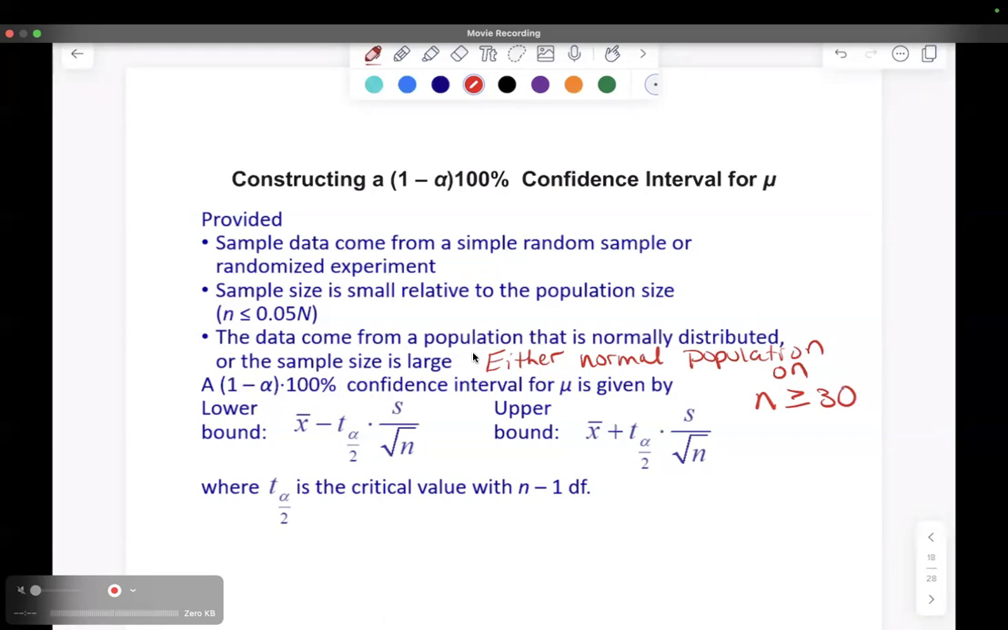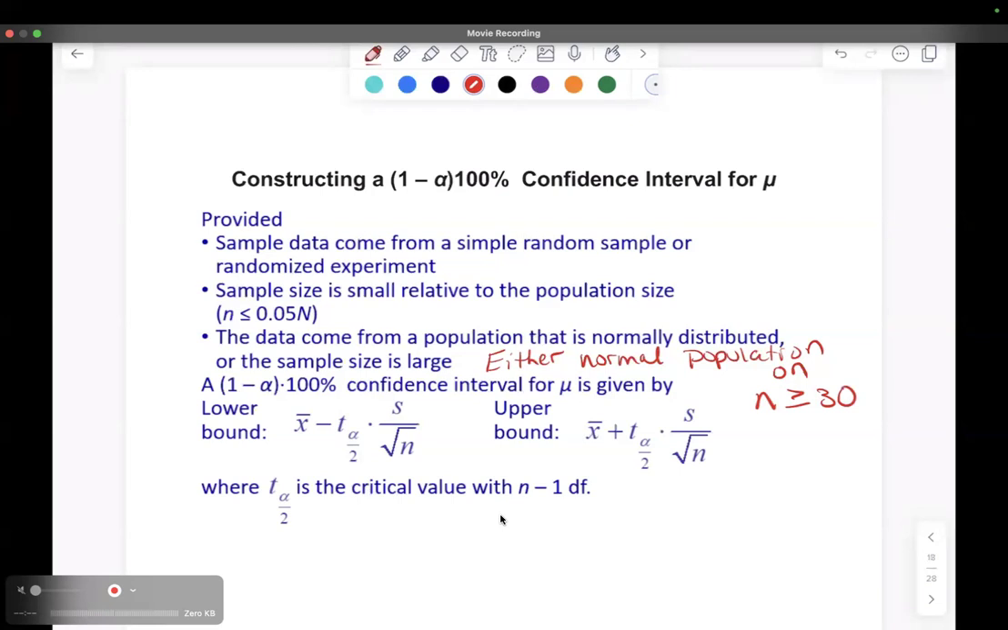Now we're going to talk about n-1 degrees of freedom. As I stated earlier, the degrees of freedom, we're going to just call that the sample size. When you are looking for your critical value, your T sub alpha divided by 2, look for it with n-1 degrees of freedom. So if my sample size is 15, use 14 to find your T value. If your sample size is 28, use 27 for your T value.